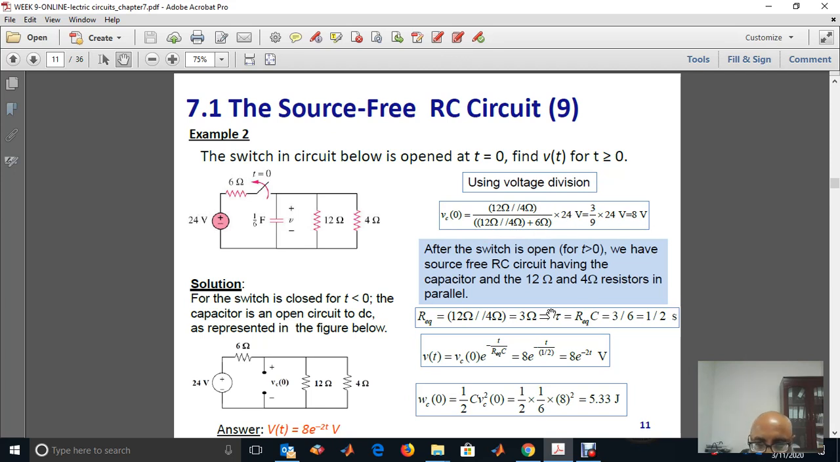which is 8 volt. After the switch is open, the equivalent resistance is 12 in parallel with 4 ohm, which is equal to 3 ohm. And the time constant tau is R equivalent times C, that is 3 over 6, 1 over 2. And then we replace it and we find the voltage across the capacitor. The energy stored in the capacitor is 1 over 2 C VC0 squared. This is the energy at time t equal to 0. Just it's a matter of putting the numbers and calculating the energy.